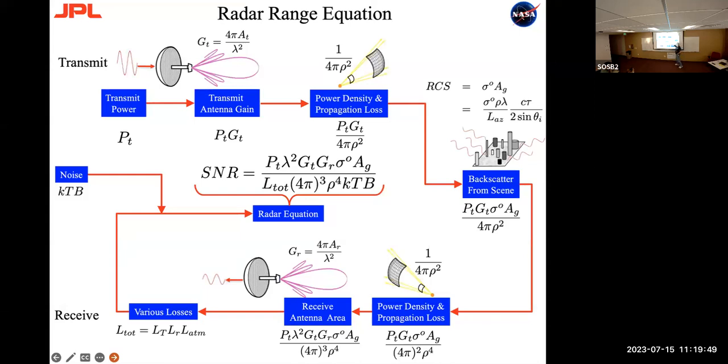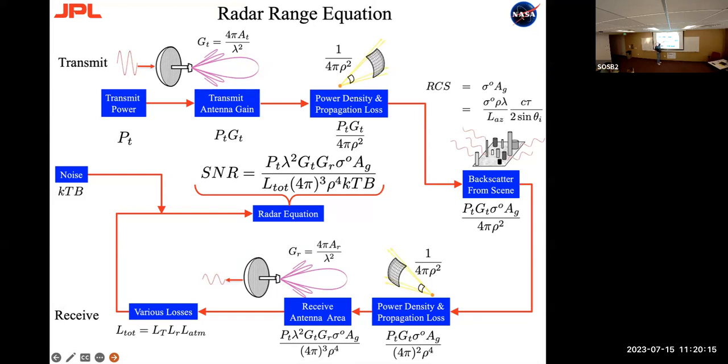Then I get the gain of the antenna. My receive gain can be different than my transmit gain. Don't worry about that, but it can be different. And then I get various losses. I can get losses from the atmosphere, losses in the electronics, et cetera. So I have various losses that yield my total losses here. And so my signal to noise will depend upon my buildup of all those various things.